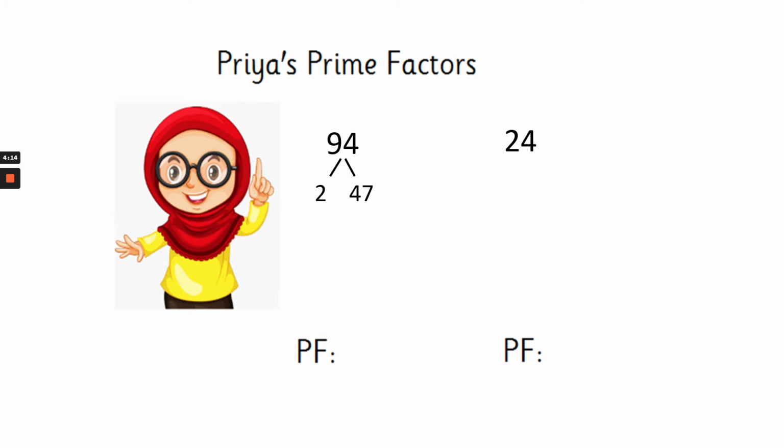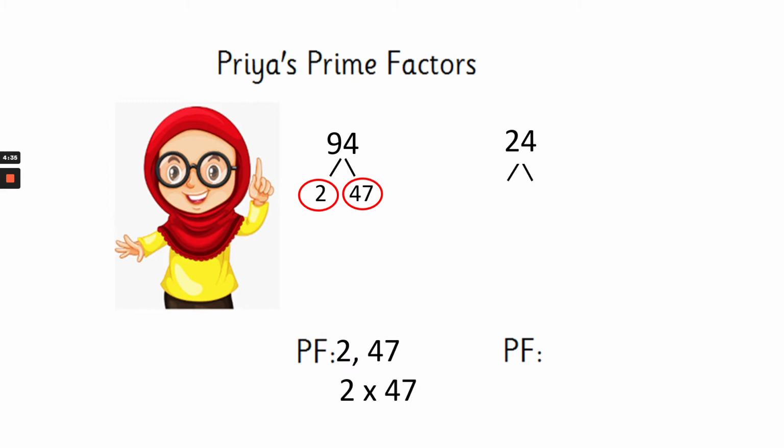2 and 47 are a factor pair for 94. 2 is prime, 47 is prime. The prime factors of 94 are only 2 and 47. We can write them as a list, or write them as a multiplication. Let's move on to 24.